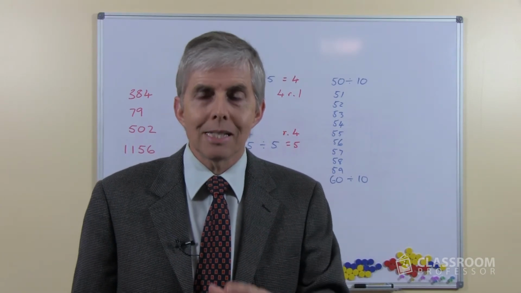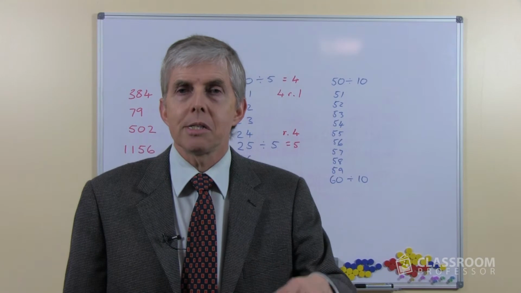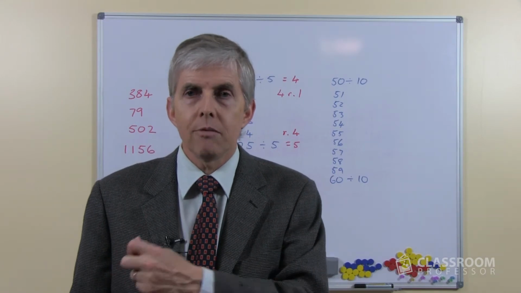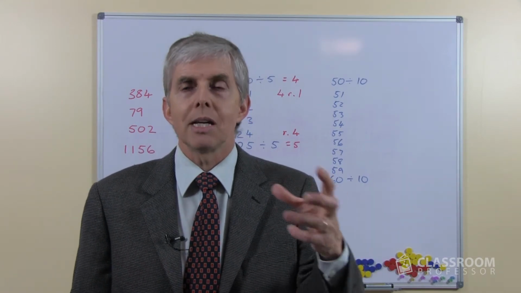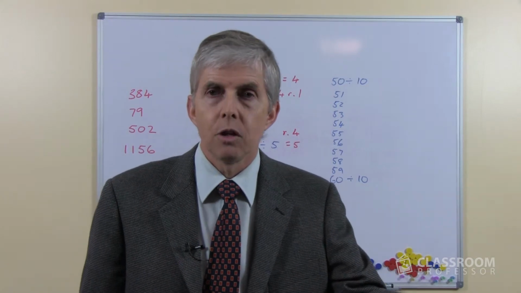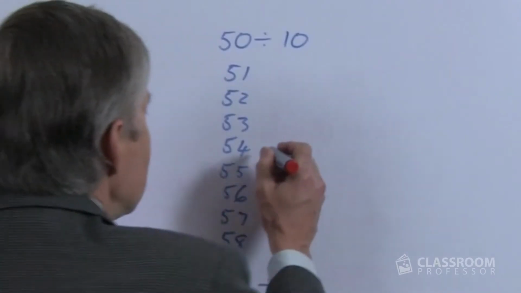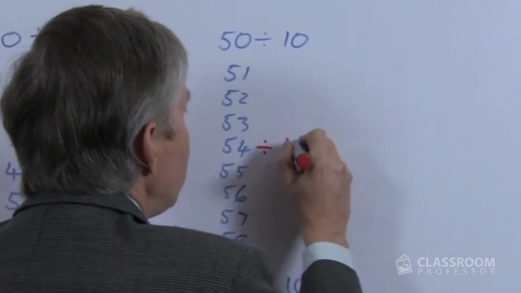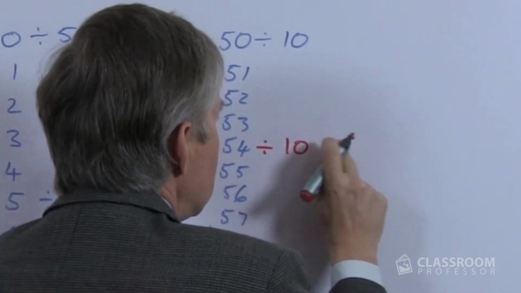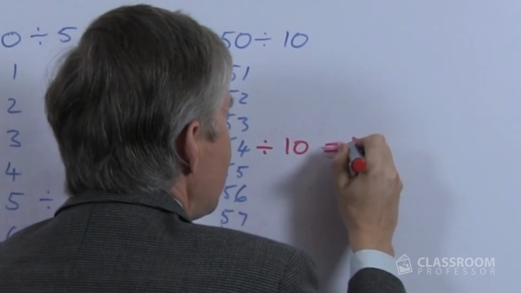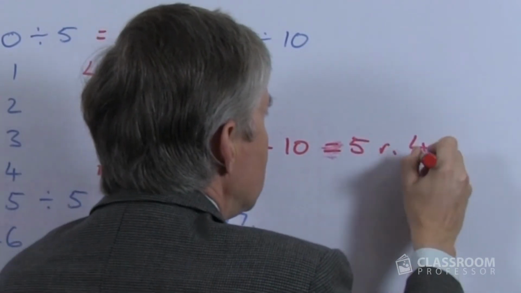Well, if we're dividing by 10, one model is to say how many 10s can we take away, repeated subtraction. We can take 5 10s away, what's left? 4. What do you notice about the number that you started with? Well, we started with 54. We divided by, whoops, I need an equal sign, divided by 10. The answer is 5, remainder 4.